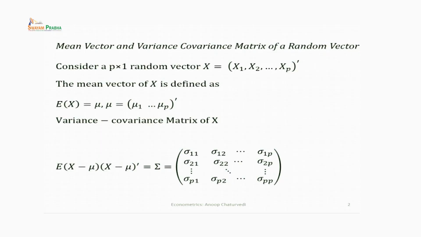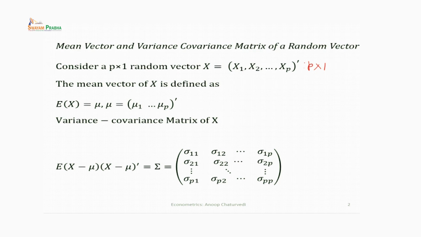Now, before coming to the multivariate normal distribution, first we define the mean vector and variance covariance matrix of a random vector. Suppose you have a p cross 1 random vector x. So, we write x equal to (x1, x2, ..., xp) transpose. The ith component of x is xi. Then the mean vector of x is defined as expectation of x, which we write equal to mu, where mu is again a p cross 1 vector with components mu 1, mu 2, ..., mu p.